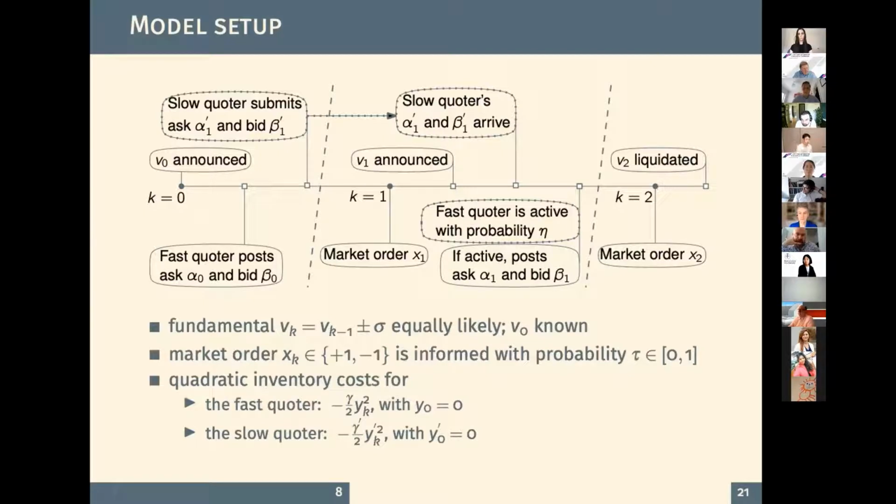Some additional notation. The fundamental fluctuates like a random walk with the increment sigma, positive or negative, equally likely. The market order is only 1 unit and is informed with probability tau. And I introduced some quadratic inventory cost for both the fast and the slow coders. That's important because without inventory cost, you won't have any price pressure, right? It's exactly the inventory cost that gives you the price pressure. And I'll show you that.